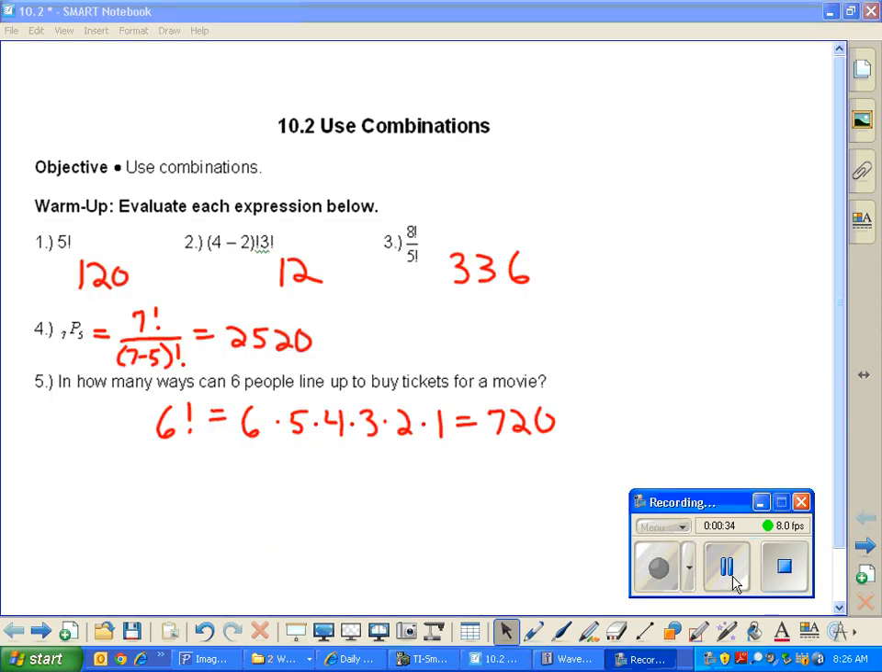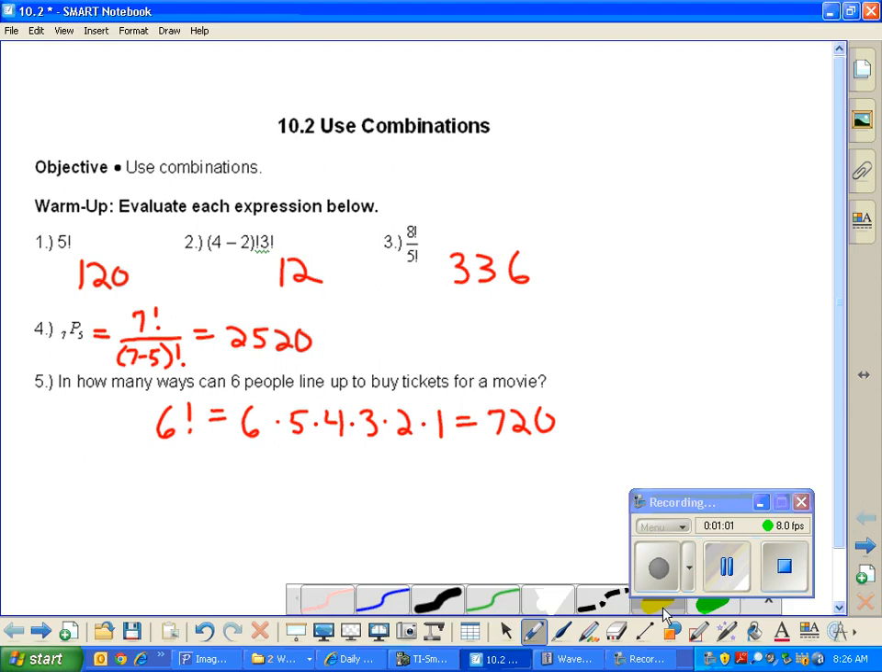So now that you've taken some time to do the warm-up, you also want to take a minute to check yourself. I did show some work again for number 4. 7P5 evaluates down to 7 factorial over the quantity of 7 minus 5 factorial, and then that cooks down to be 2,520. On your homework and on your review assignments, please make sure that you're setting up this part of the problem.